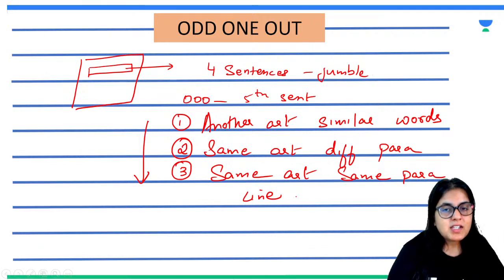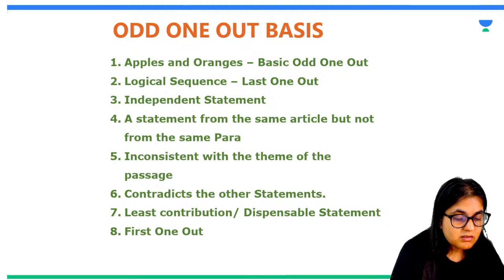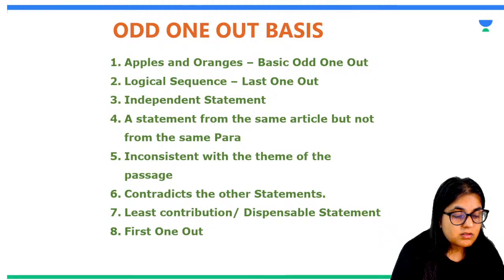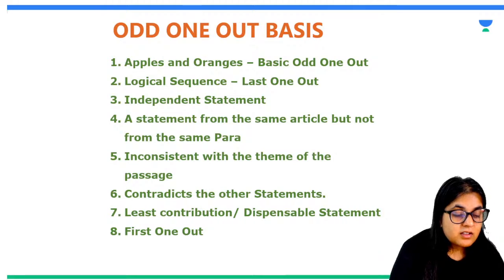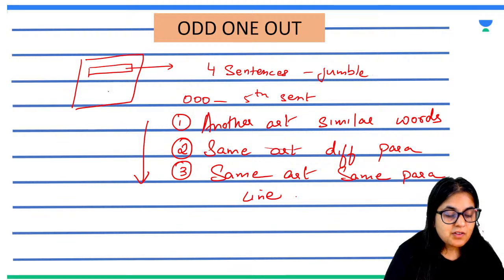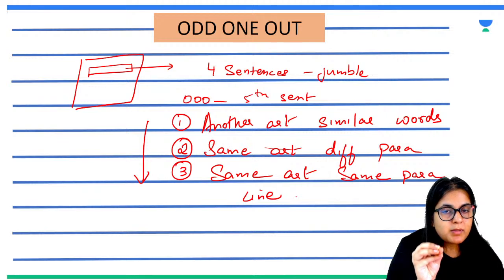If they have taken another article's statement, then what happens is, you will be able to understand that these 4 statements, which are taken from one article, will have a different theme or a different connection, or their purpose of writing would be different, और वो दूसरे article का जो statement है, that purpose of writing will be different.